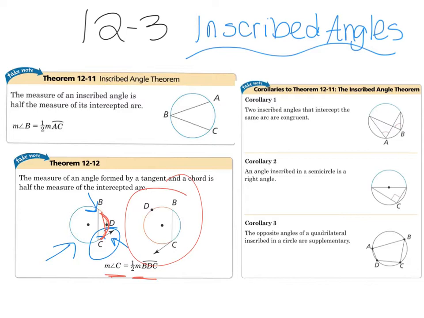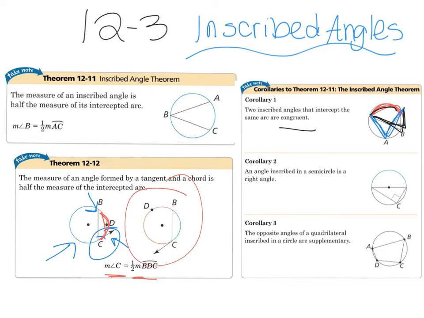The three corollaries that you have here are also very important. First one is that two inscribed angles that intercept the same arc are congruent. Notice here that they both intercept this arc. This angle's endpoints are on the red arc, and both endpoints of this other angle are on the arc too. They intercept the exact same arc, so that means the angles are congruent.